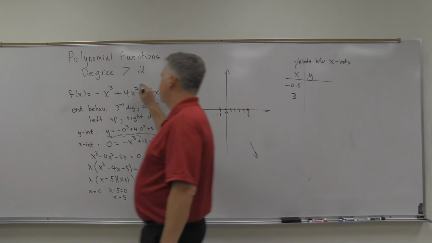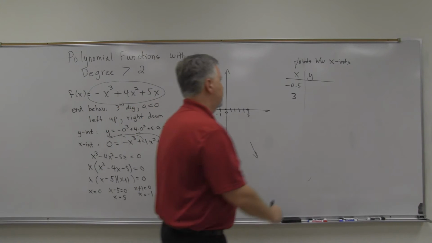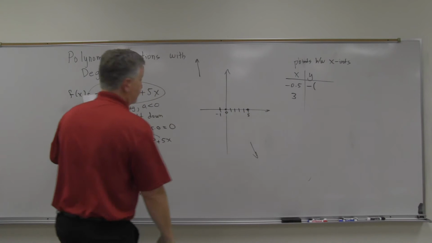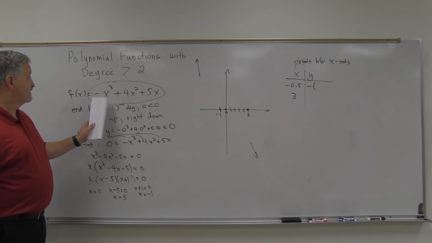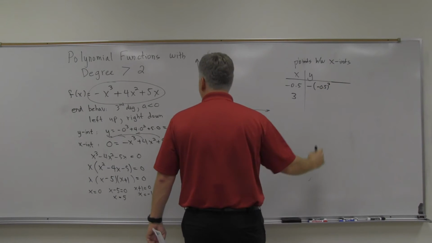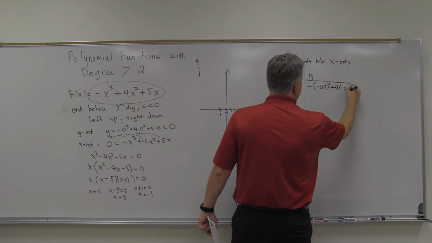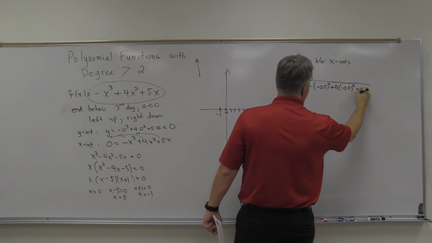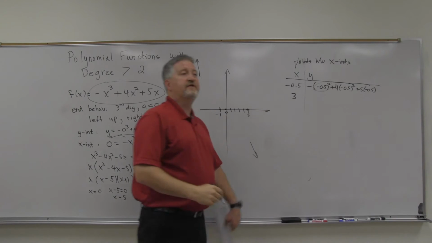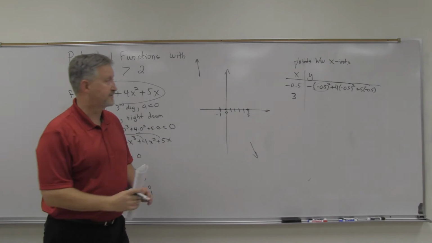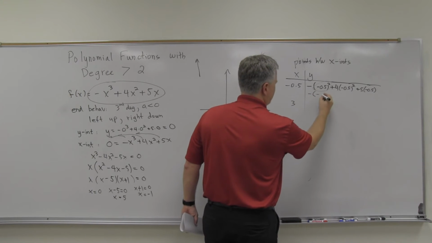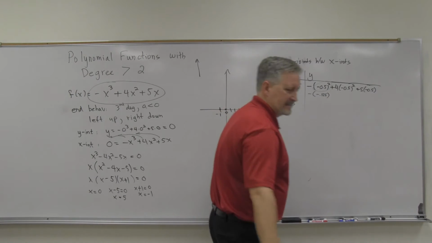All right, now go back to this one. We're going to plug in negative 0.5, so you have to be careful, because you've got a negative here, and then the x is negative. So it's the negative of negative 0.5 cubed, plus 4 times negative 0.5 squared, plus 5 times negative 0.5. You've got to be careful with signs there. You're going to cube the negative 0.5, but then you're going to negate that. So this will be a negative of a negative 0.125.